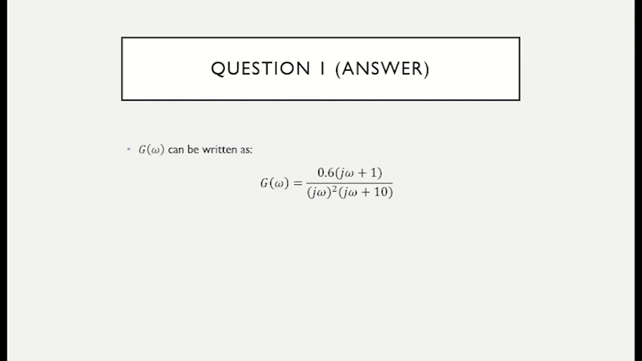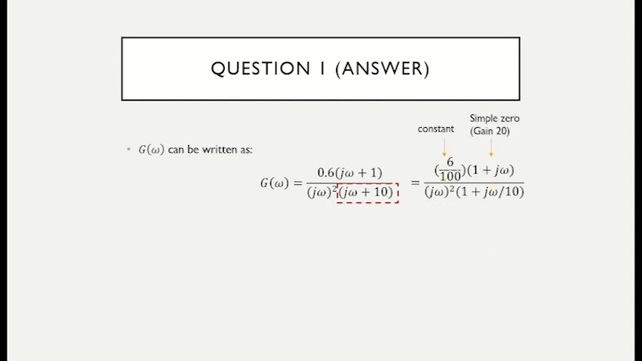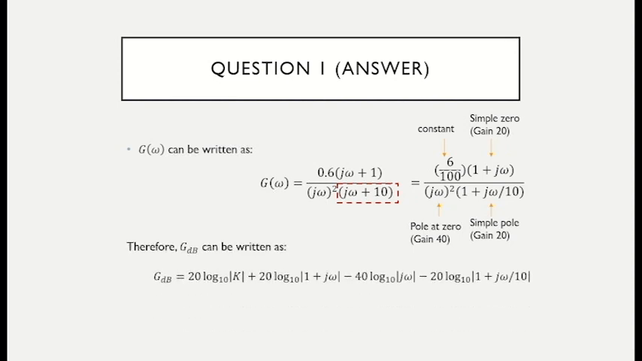If we look at the denominator, we can see that we have poles at the origin and we also have j omega plus 10. This is not in the standard form, so we have to divide out the poles to convert it to a standard form. And we have this. And based on the denominator as well, we know that we have two negative terms in our gain equation. Okay, so again, we have a constant, we have a simple zero with a gain of 20, and we also have a pole at origin with a gain of 40 because of the square. We also have a simple pole with gain 20. So the overall gain equation for this transfer function is as shown here.